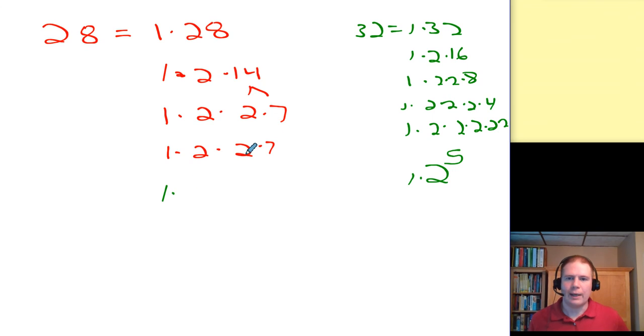Same thing over here. I have a 1. How many 2's do I have? I have 2 2's. How many 7's do I have? I have 1 7. Right? That's the idea, that to the 1th power means I have one of those.